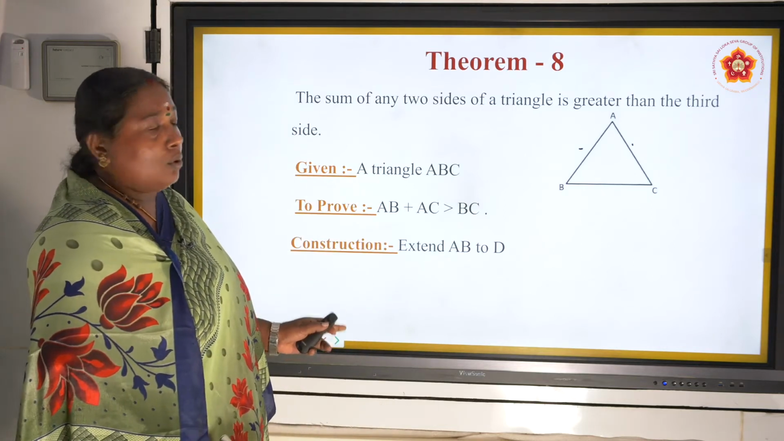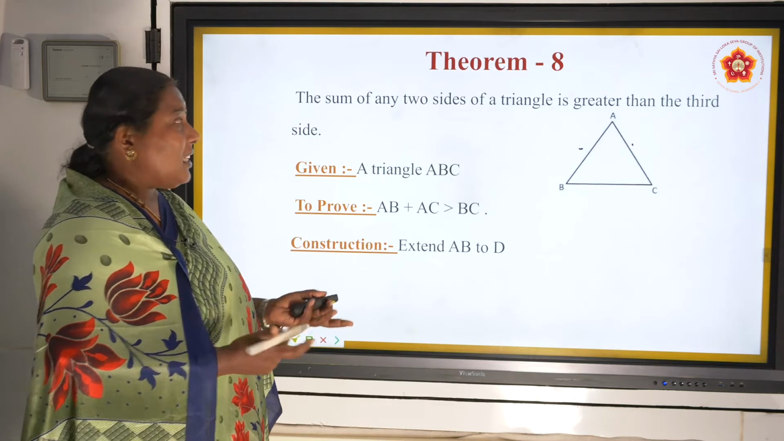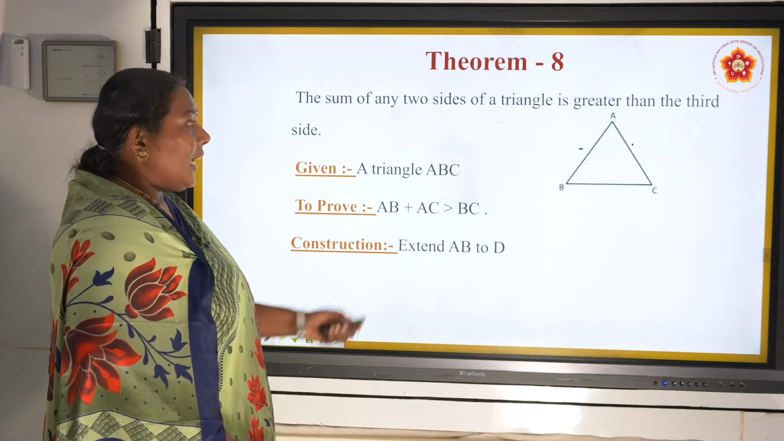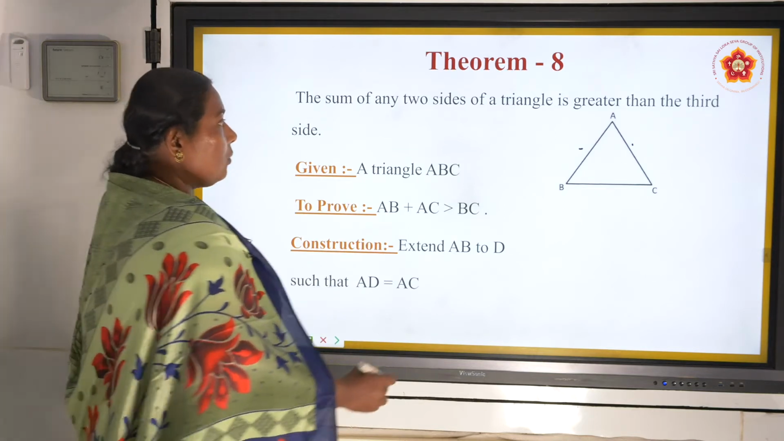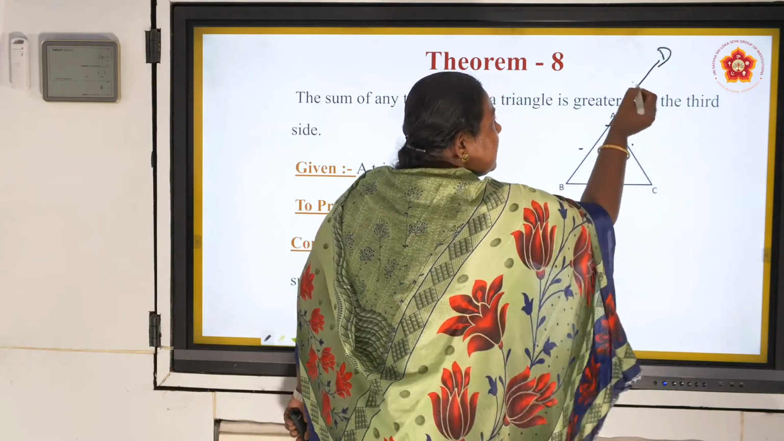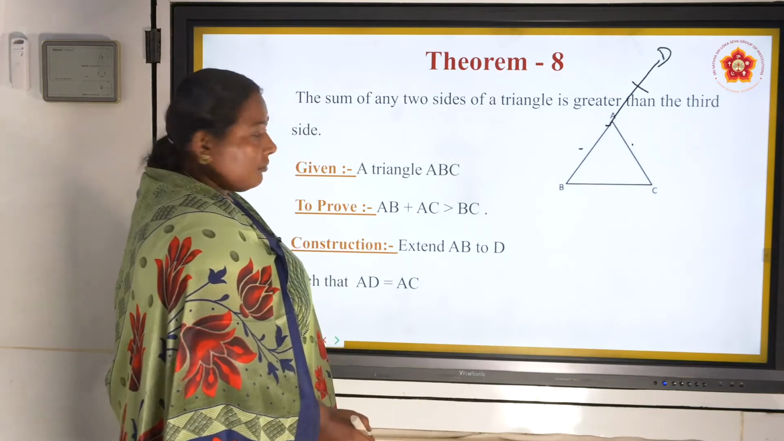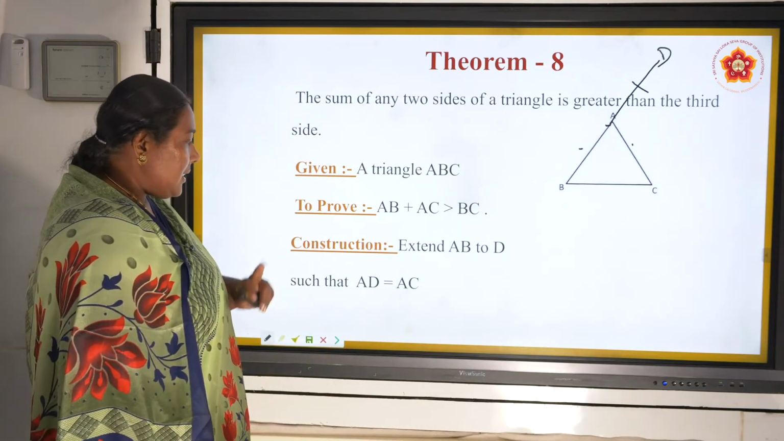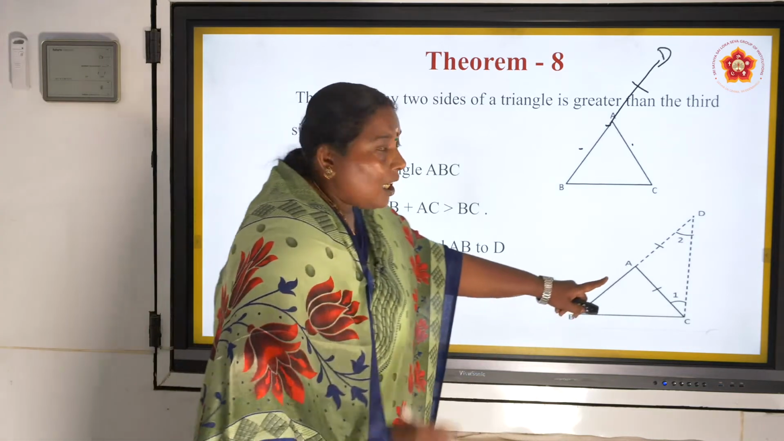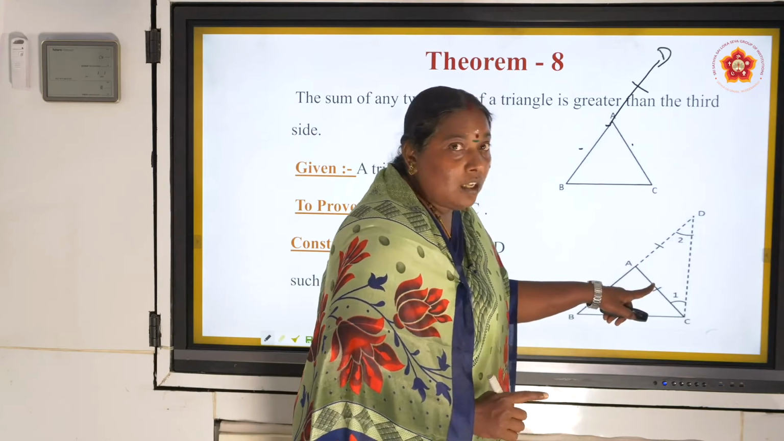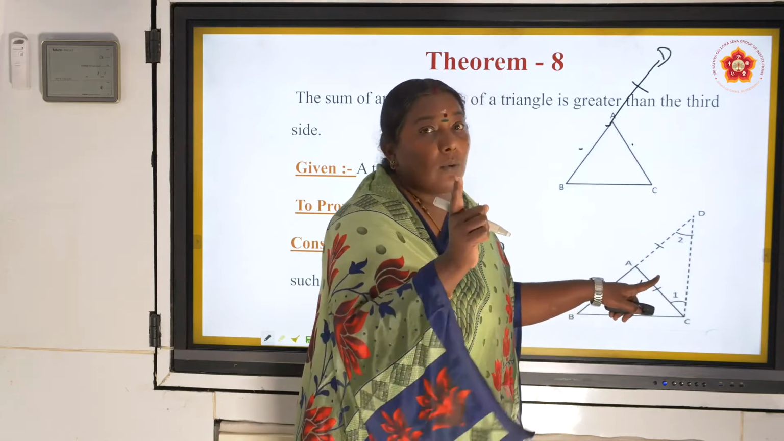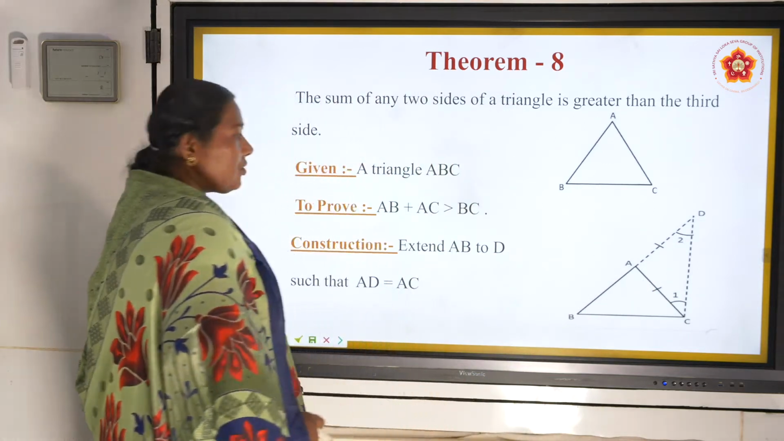So what am I going to do? Construction. Why? Because I don't have anyone to help me there, so I have to help myself. I extend BA to D in such a way that AC is equal to AD. That's all. AD is equal to AC. So my new diagram will look like this. Here you have to see these two sides are equal, so my brain should immediately tell that the angles are also equal, because that is an isosceles triangle.